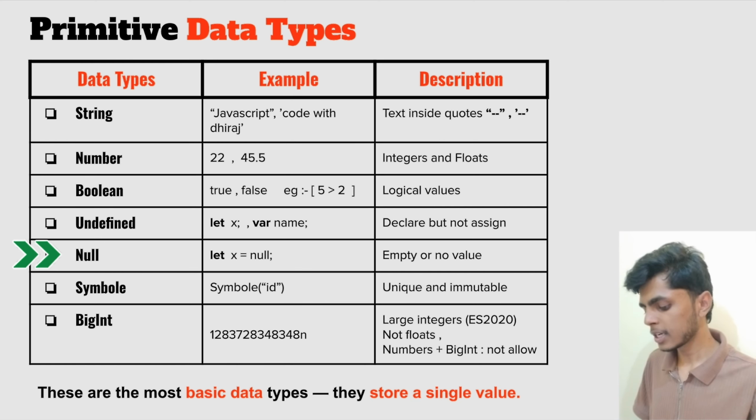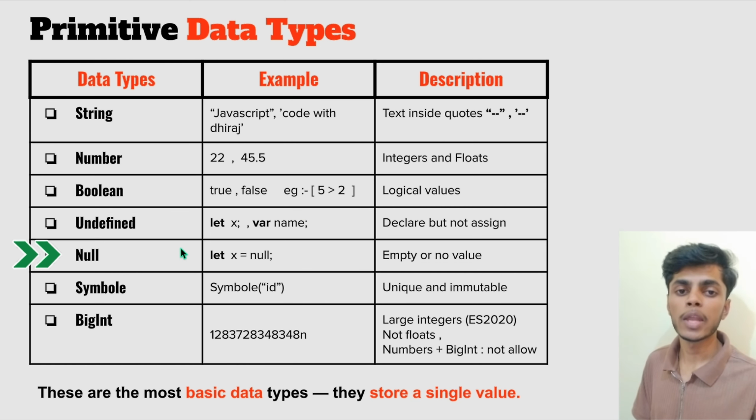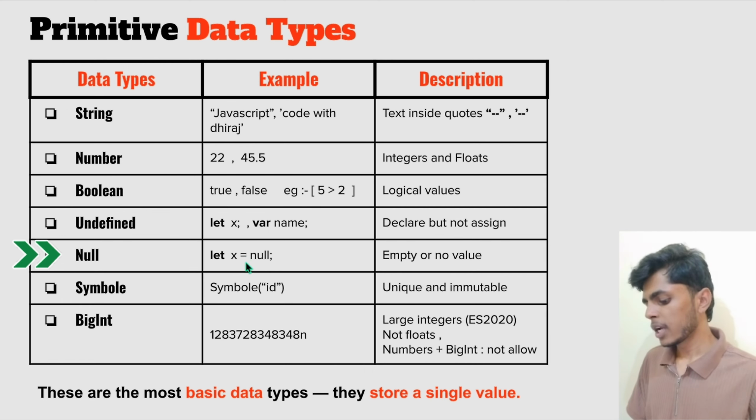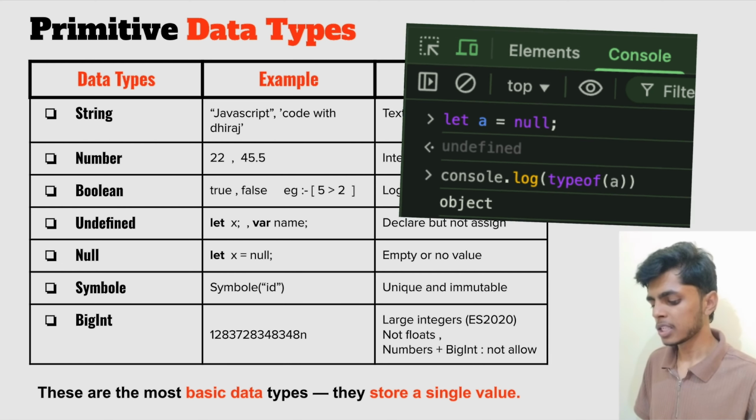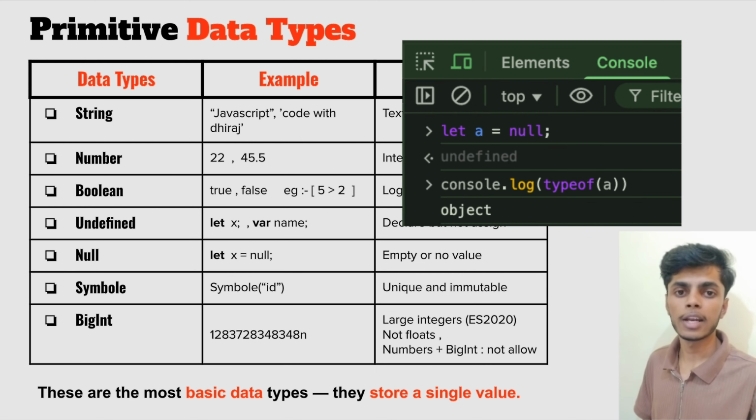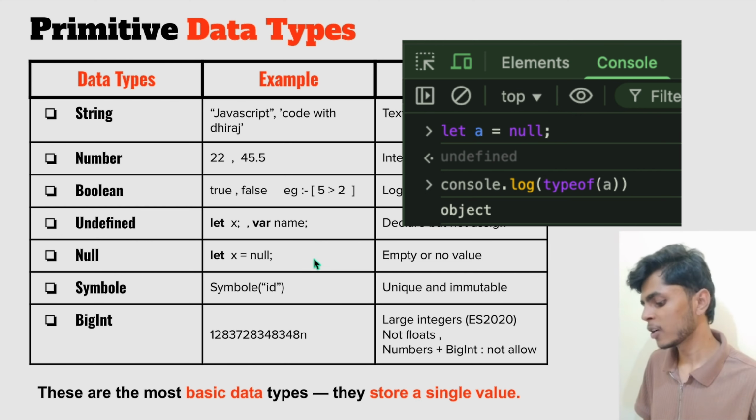So our next data type is null. Null means empty or no value. If you manually specify that a variable has no value, it is empty, such variables come under the null data type. So here we define a variable x and assign the value null. But there is a problem, a bug in JavaScript. If we try to find the data type of null, it returns object. So note down this thing. This is important related to the null data type.